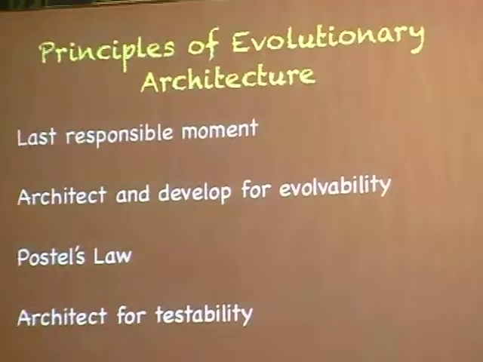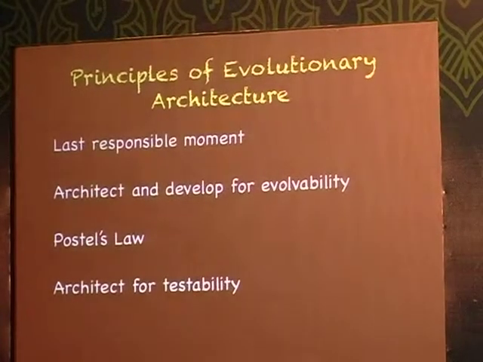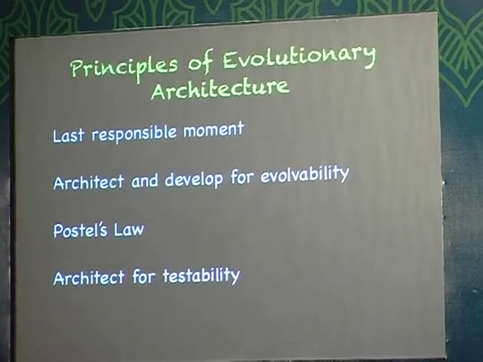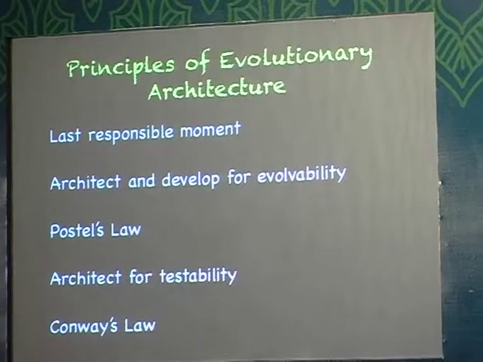First one is the last responsible moment. I like to call this the latest responsible moment, but it was coined first as last responsible moment. You want to think about, from the perspective of your architecture and your application design, what it will mean to evolve it. There's something called Postel's Law that I'll talk about, which has to do with how different parts of your application interact with each other. You want to architect for testability. You want to think about, what do I have to do to make this code, to make this system easier to test? And then there are organizational aspects, and that's where Conway's Law comes in.